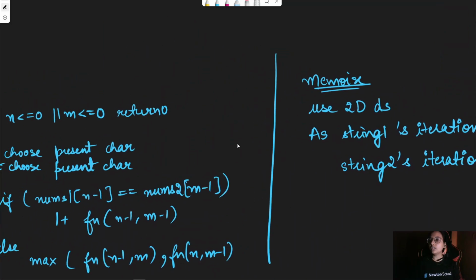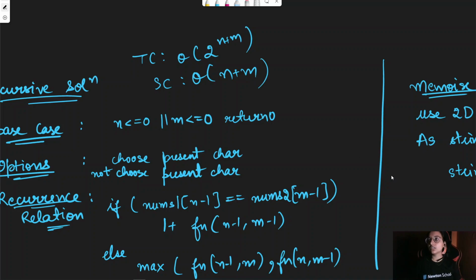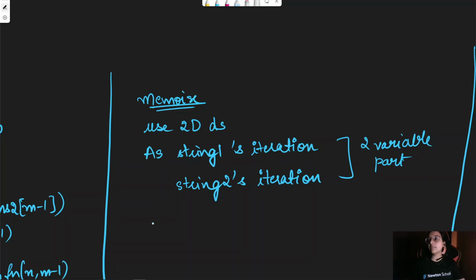And one more thing, the time complexity. The time complexity of the recursive solution is order of 2 raised to power n plus m, and the space complexity is basically order of n plus m. So this would be the time complexity and space complexity for the recursive solution, and for the memoized part it would be n into m, and for the space complexity that would also be n into m.